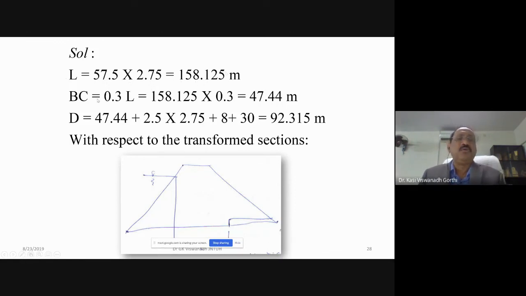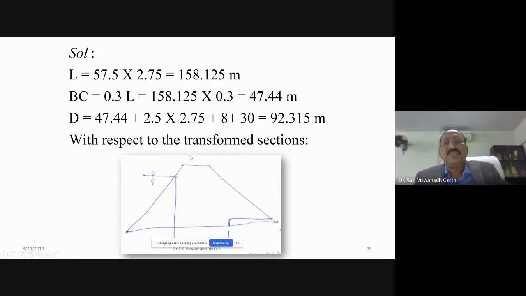So BC will be equal to 0.3 L as per the Casagrande graphical method that we have seen. So 0.3 into 158.125 gives you 47.44 meters, the value of BC. So d will be equal to 47.44 plus 2.75 into 2.5 for the remaining freeboard portion plus 8 plus 30. So you are getting 92 meters for d, and H is 57.5.